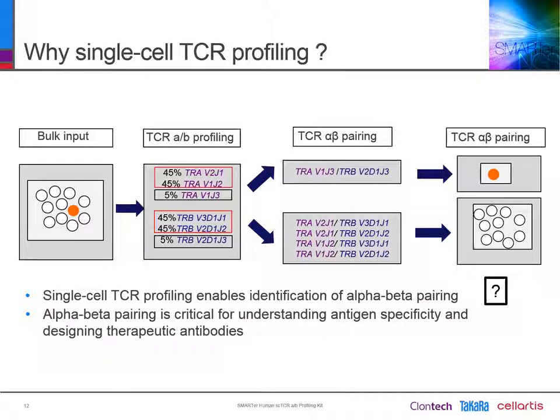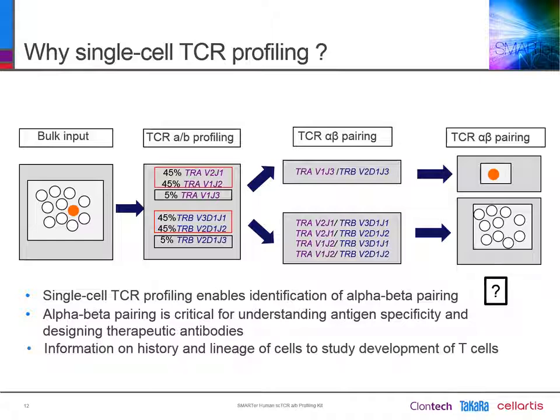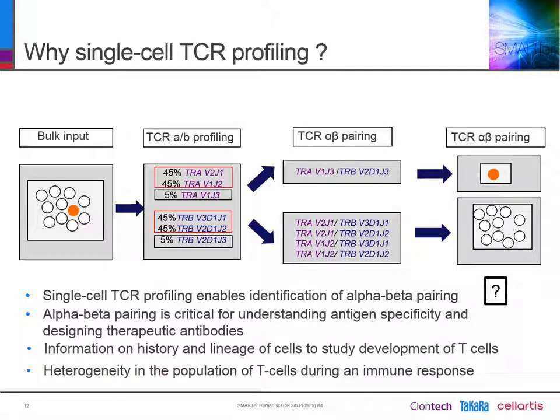It has been shown that alpha beta pairing is critical to understand antigen specificity and recently has been used to design therapeutic antibodies. Furthermore, information on the lineage and history of cells is obtained by single cell TCR profiling, which could be important for studying development and diseases of the T cells. Furthermore, single cell TCR profiling allows one to understand the heterogeneity in the population of T cells during an immune response.